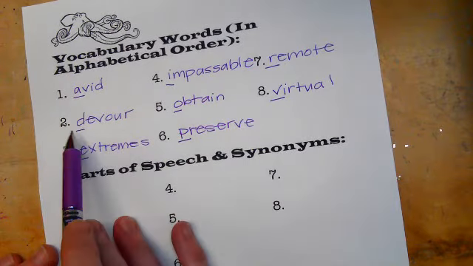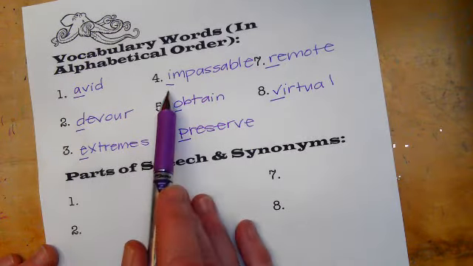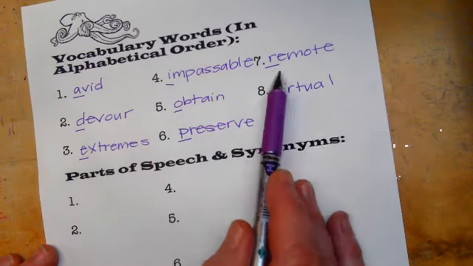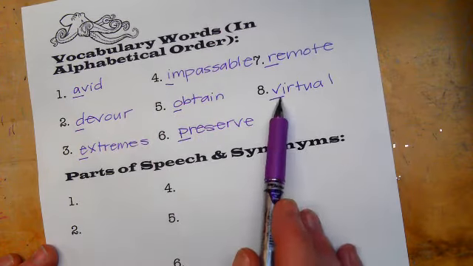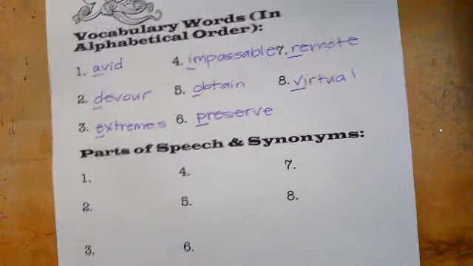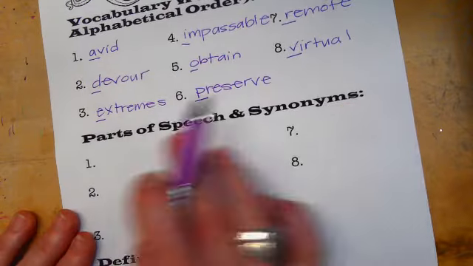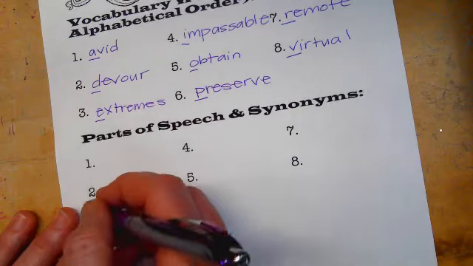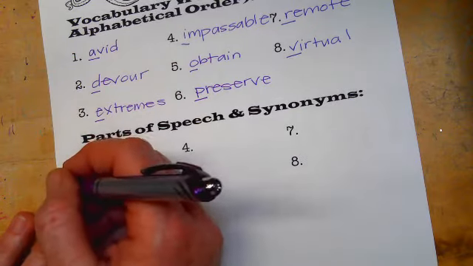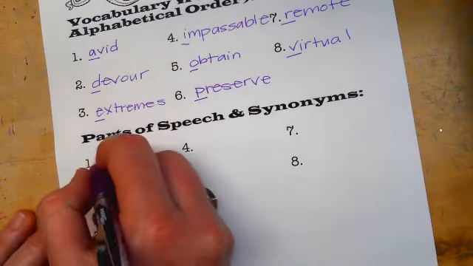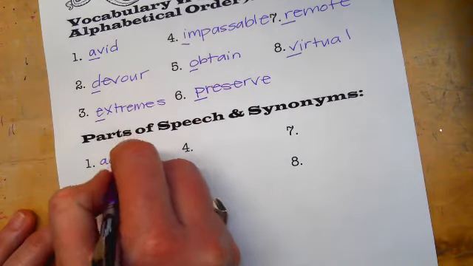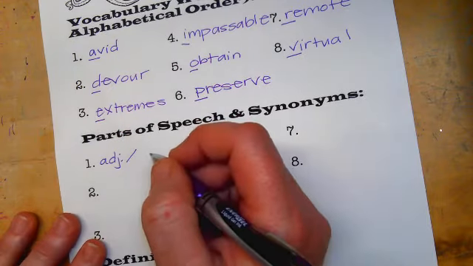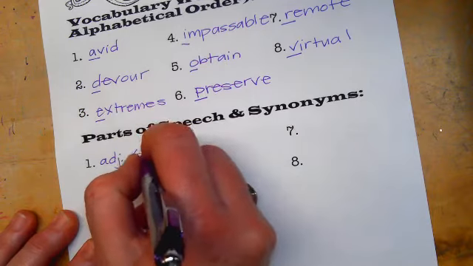So let's see, A, B, C, D, E, F, G, H, I, J, K, L, M, N, O, P, Q, R, S, T, U, V. So I know I got them in the correct order. Now I'm going to put the parts of speech and the synonyms. So I know that avid, let's see, avid is an adjective. So I'm going to write ADJ. And the synonym for avid is ardent.